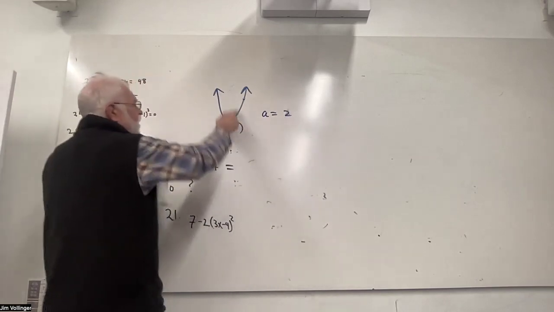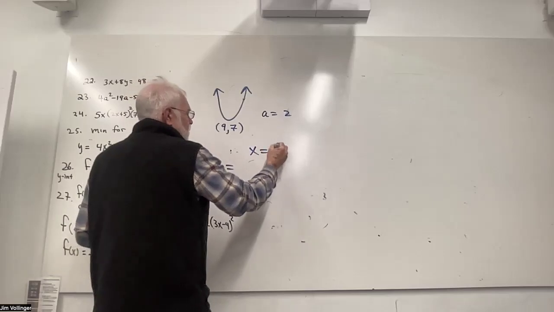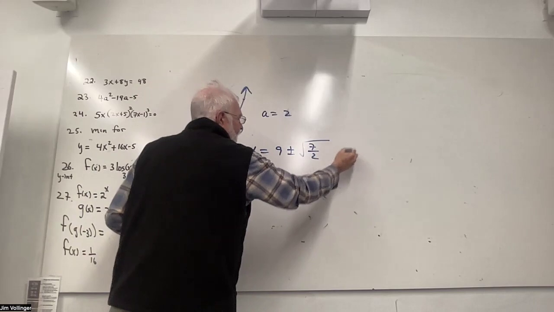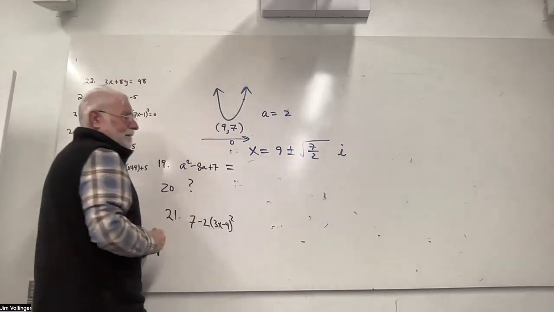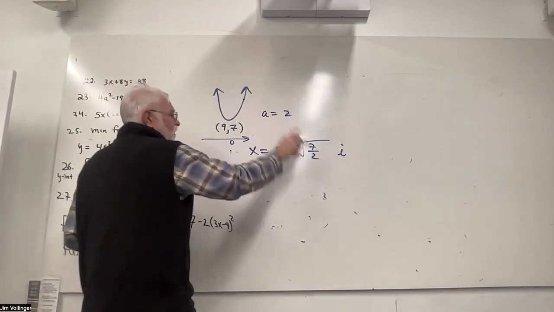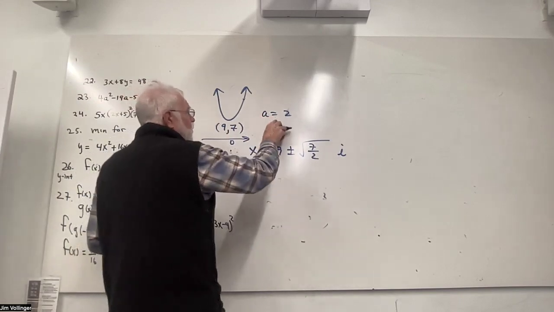Okay, I've got a cup shape up, vertex 9, 7, then the roots are as follows: 9 plus or minus the square root of 7 halves i, and you're imagining things if you think that cuts through to 0. Okay, but I have to move down 7 units. I'm multiplying by 2, so division. So once again, you're new to this.